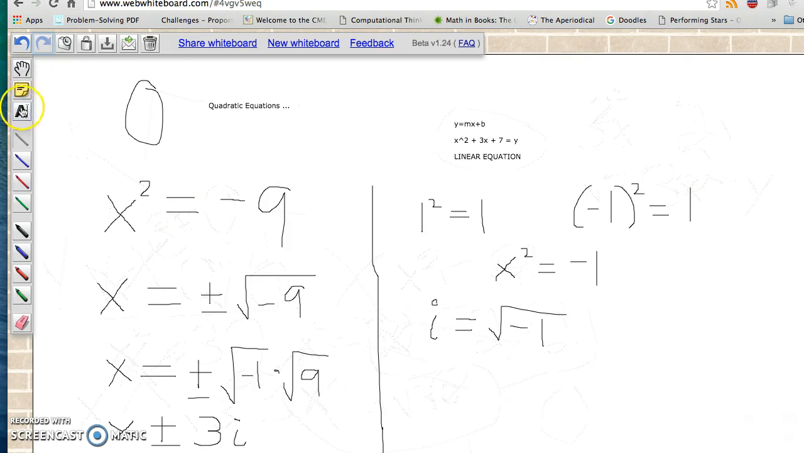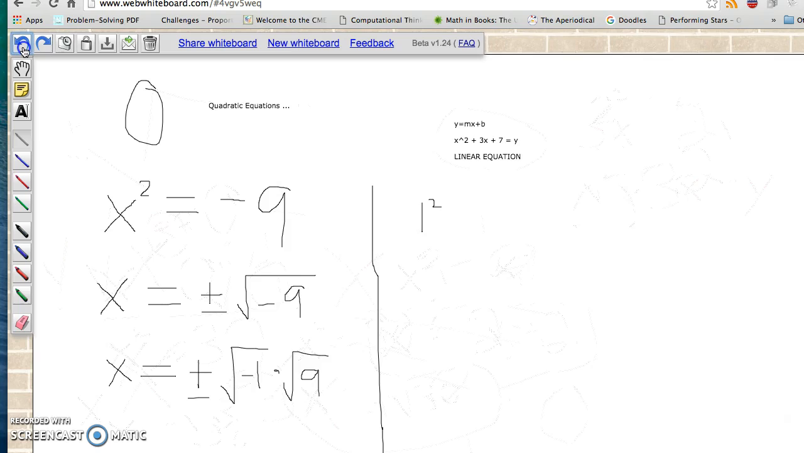You better pause it if you're going to copy it down. God, just use your pause button. Jesus Christ.